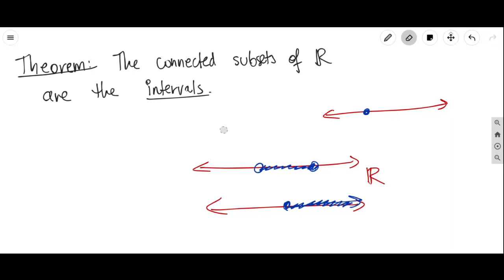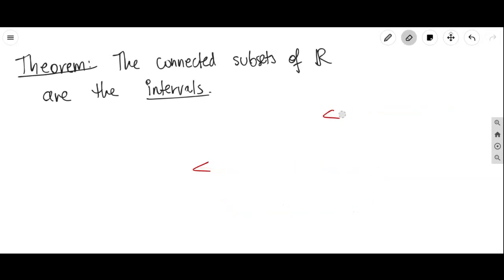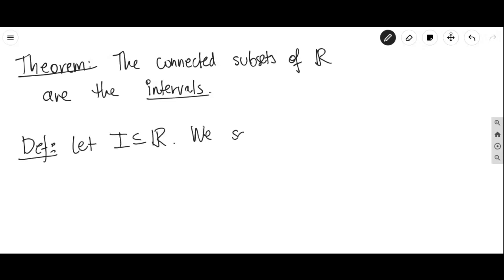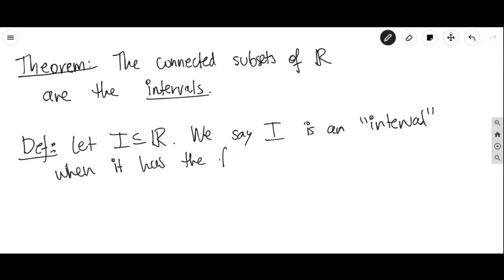So what exactly is an interval? This kind of agrees with our intuition. That's the way it's supposed to look. Of course, R with the usual topology, as we've remarked. So let's just recall what an interval is. So here's the definition of an interval. Definition. Let I be a subset of R. We say I is an interval when it has the following property.